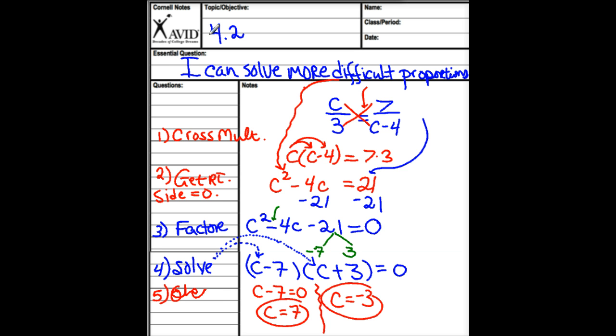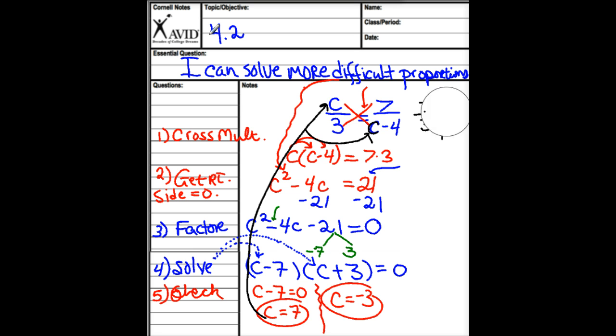And you can always, and I would on a quiz or a test, check your answer. I'm only going to check one of these because checking kind of bores me, but let's check the 7. If I put the 7 in for C, I would have over there on the left a 7 over 3 is equal to 7 over, and when I replace that with a 7 minus 4, I get a 3, and you'll see those are completely in balance. So I found a correct solution. And if I put negative 3 in, it'll work also.